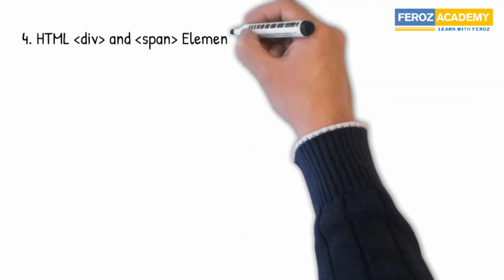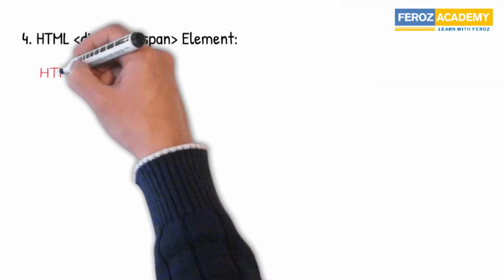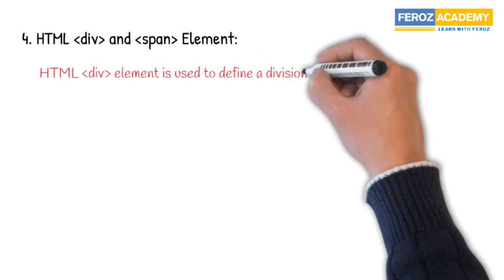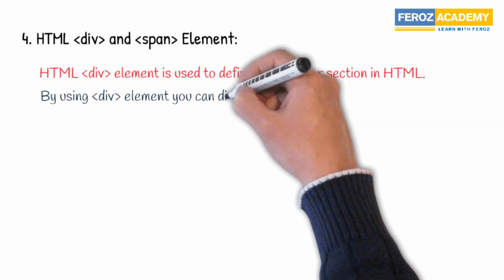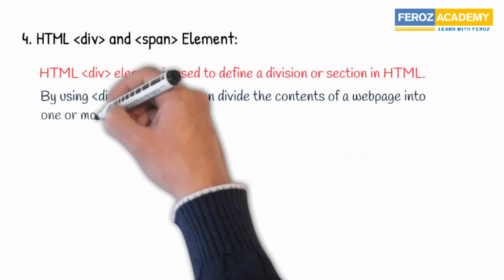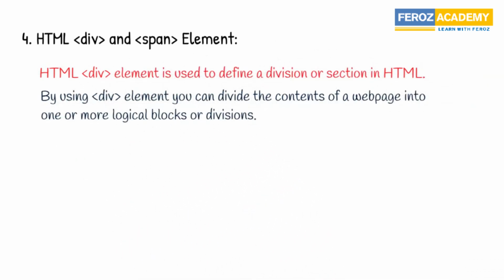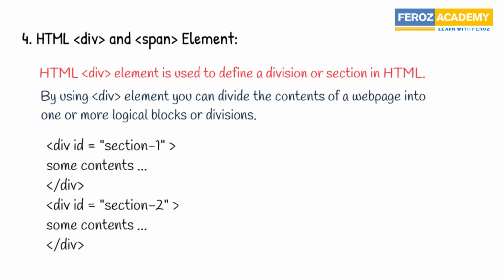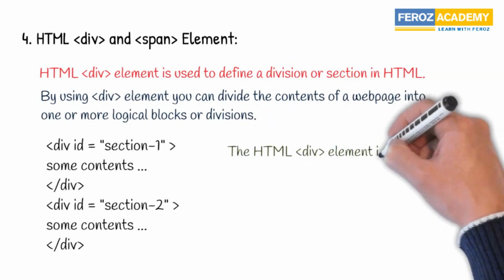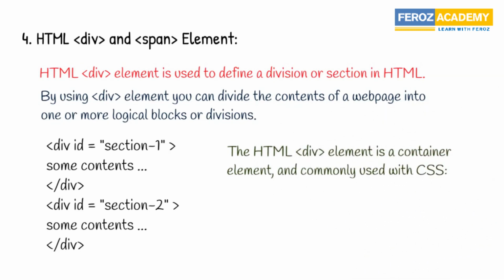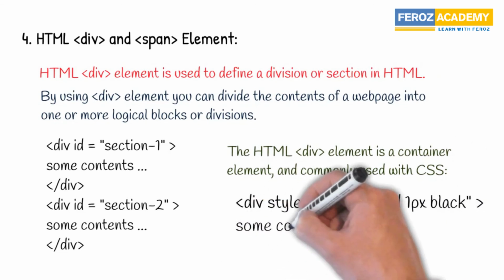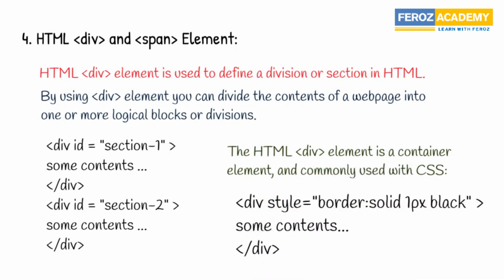The HTML div element is a block level element, which is used to define a division or a section in an HTML document. A block level element defines the content of a web page into one or more logical blocks or divisions, and each division starts with a new line. The HTML div element is a container element and commonly used with CSS. If you wish to see the block visually on your browser, you have to define the border property using the style attribute.